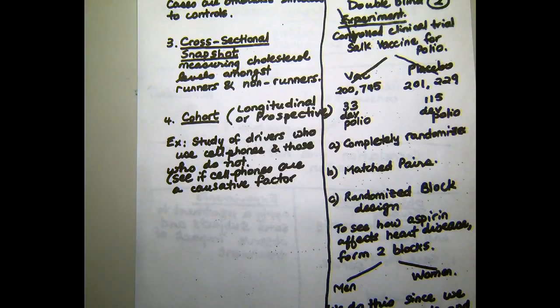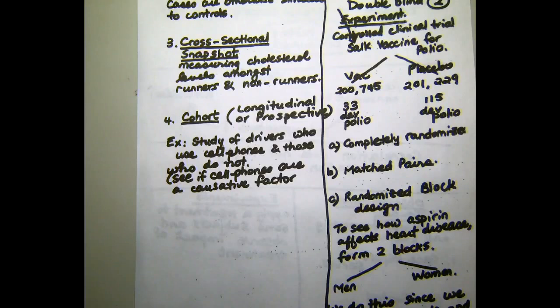Follow me? Okay, then there's cross-sectional studies. A cross-sectional study takes a snapshot at this moment in time. For example, measuring the cholesterol levels of runners and non-runners. That's a cross-sectional study, meaning you are not looking back, you're not following people over a period of time. You're just looking to see right now if the cholesterol levels of runners is lower than the cholesterol level of non-runners. That would be a cross-sectional study.